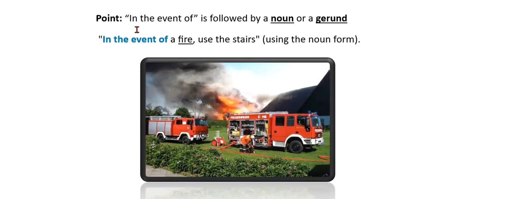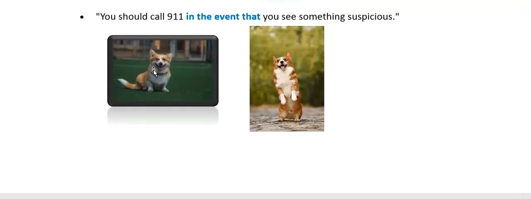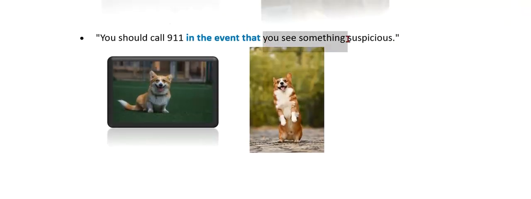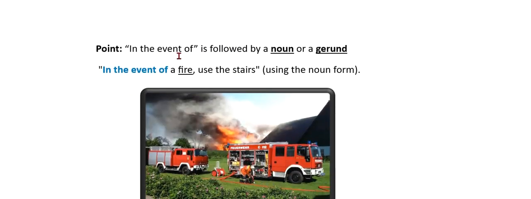Point: in the event of is followed by a noun or gerund. Do not confuse in the event of and in the event that, because they have almost the same meaning, but the grammar is different. After in the event that, you have to use a clause with a subject and a verb, like you see. But after in the event of, we should use a noun or a gerund. Gerund means verb plus ing.